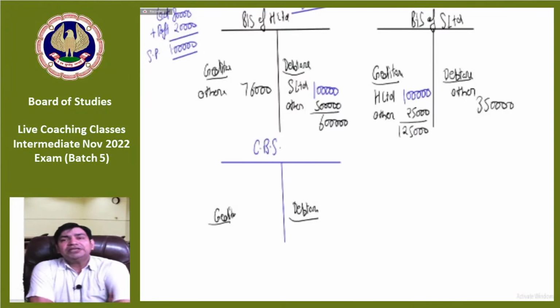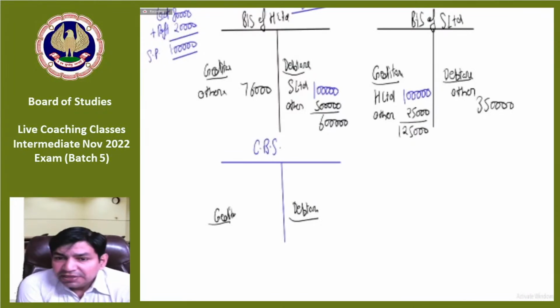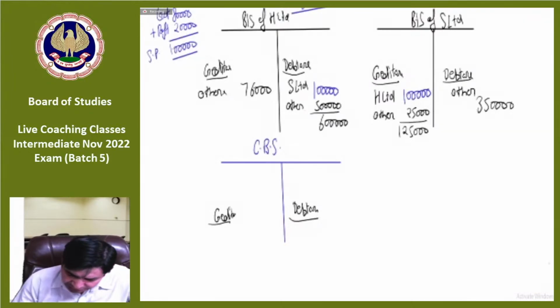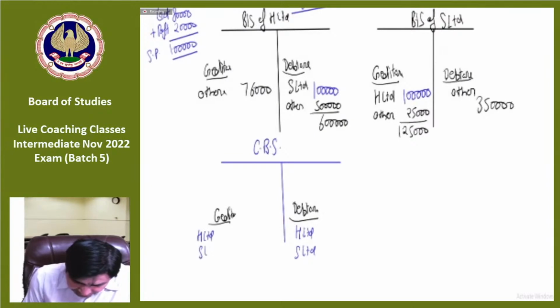Now consolidation is taking place. Tell me, everyone, what will be the net figure in the books of the holding company? Debtors of H Limited and debtors of S Limited will be consolidated. In the same way, creditors of H Limited and S Limited will be consolidated, and after that we shall do the total.